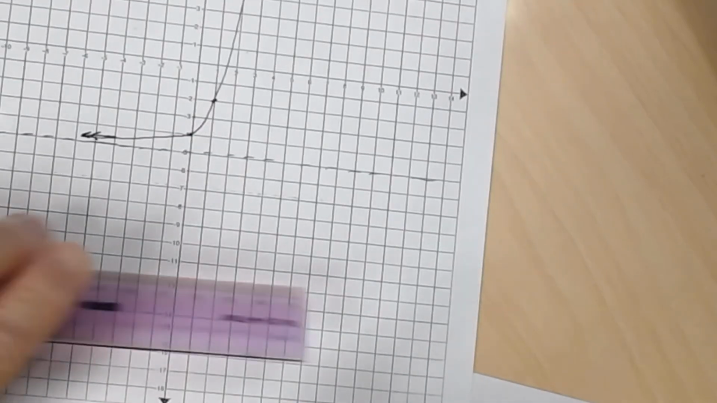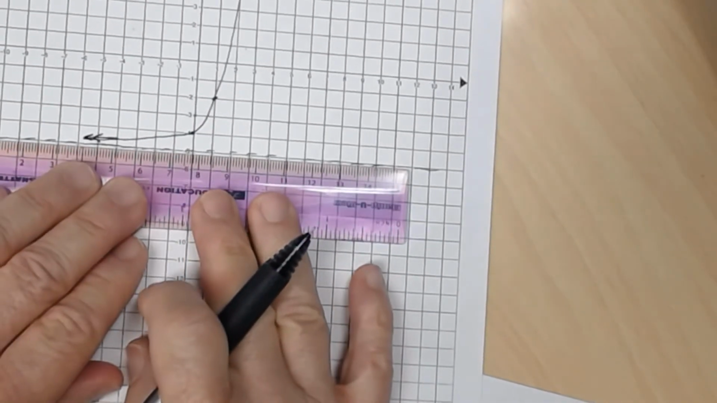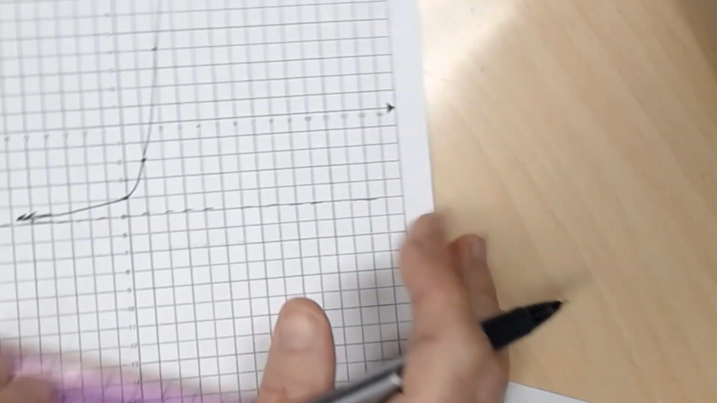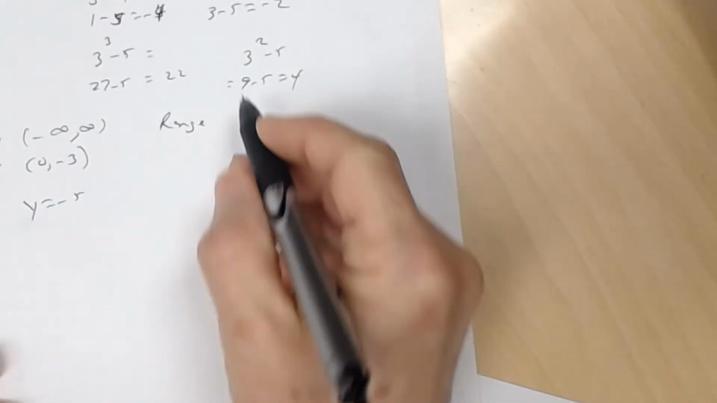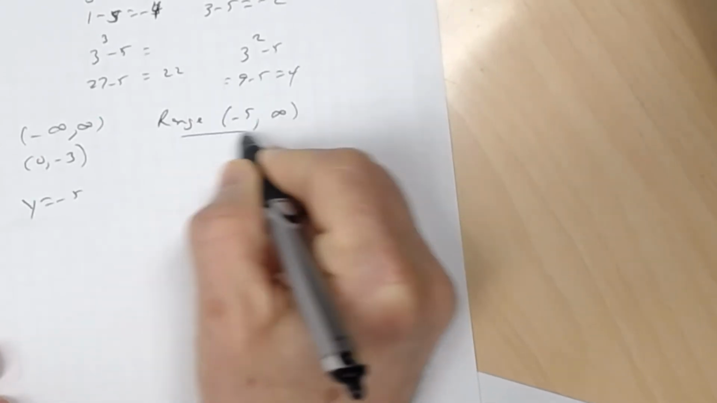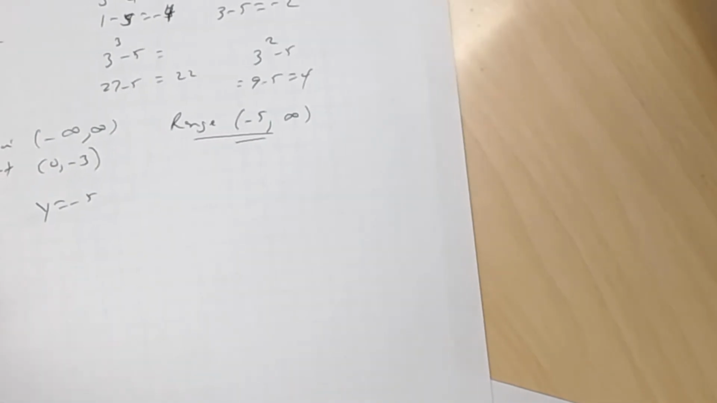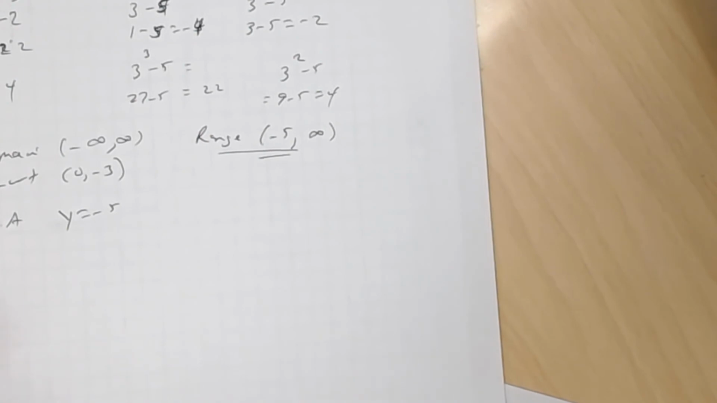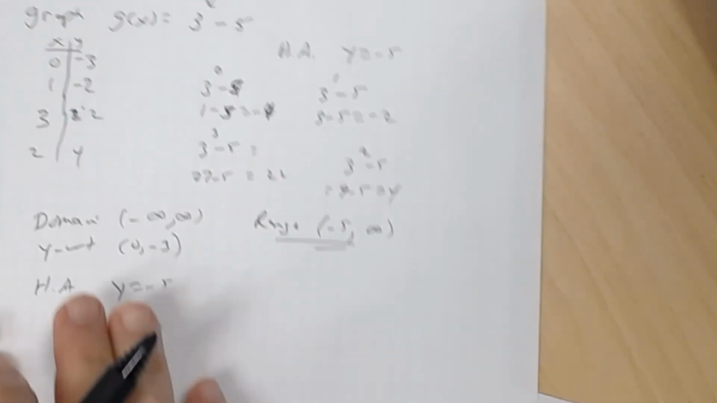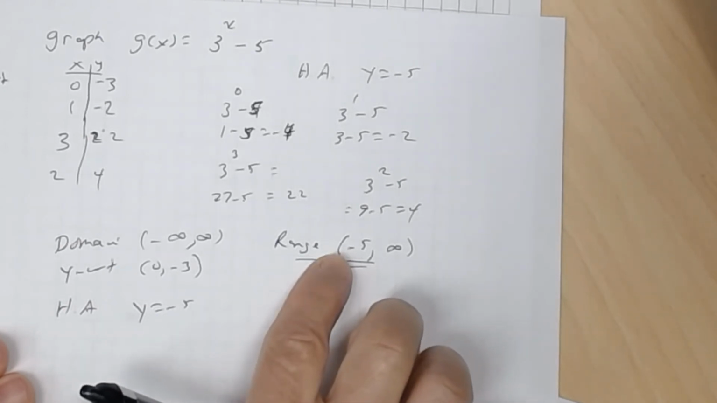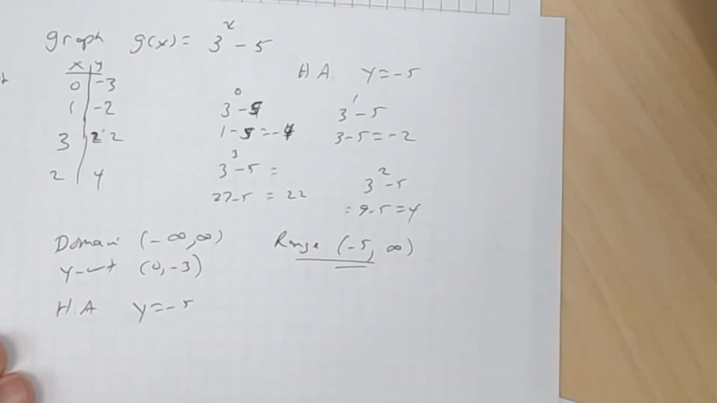The range, now this is where somebody's going to mess up, so be careful. You're going to go from your horizontal asymptote, which is in this case negative 5, right? Now, here's the question. Is it bracket or parentheses at negative 5? It's parentheses: negative 5 to infinity. In fact, for every exponential function, your range is always going to be parentheses. Okay? Always going to be parentheses.